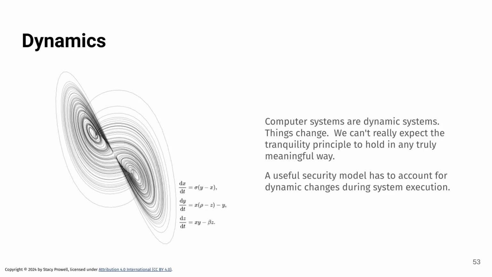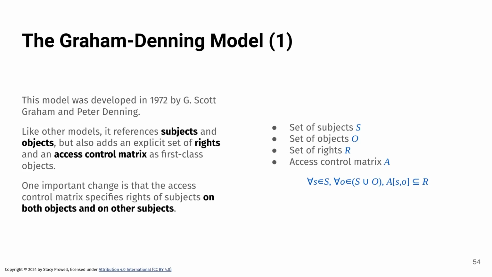Computer systems are dynamic systems, and things change, right? Remember the tranquility principle? We said, well, what happens if we change the confidentiality or the integrity of either the subjects or the objects at runtime? Well, that's confusing. Don't do it. Okay, well, that's not practical, right? We have to take into account what happens when things change. And so a useful security model is going to have to account for dynamic changes that occur during system execution. The Graham-Denning model begins to do this.